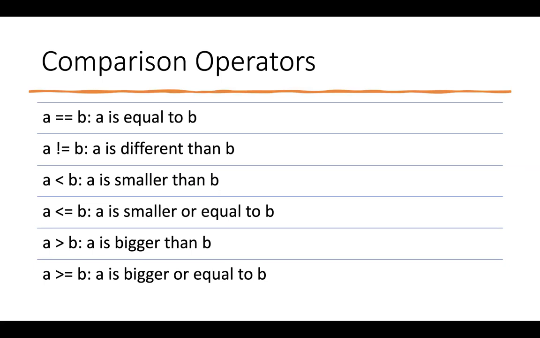Here are the comparison operators. A double equals B means A is equal to B. A exclamation mark equal B is like not, which means A is not equal to B. A less than B means A is smaller than B. A less than or equal to B means A is smaller than or equal to B. That's how we can write them and compare values. A greater than B. A greater than or equal to B.